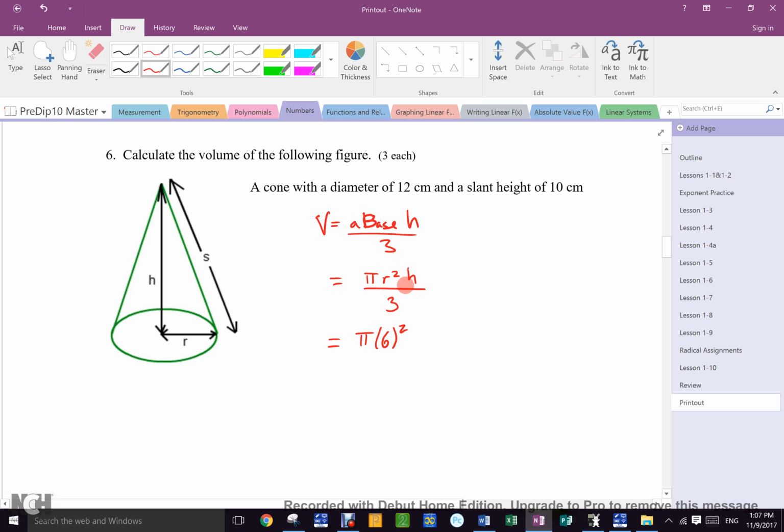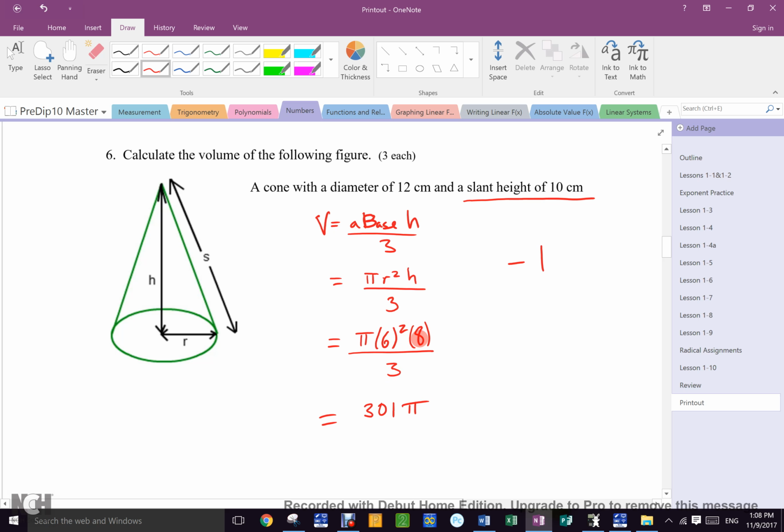What's h? 8. If they do not have an 8 there, they have left it at 10 because they read slant height, they lose a mark. Minus 1. They have a total of 3, so the best they can get on this part is now 2. Divided by 3. 36, oops, I'm sorry. 310, isn't it? No. 301 pi.